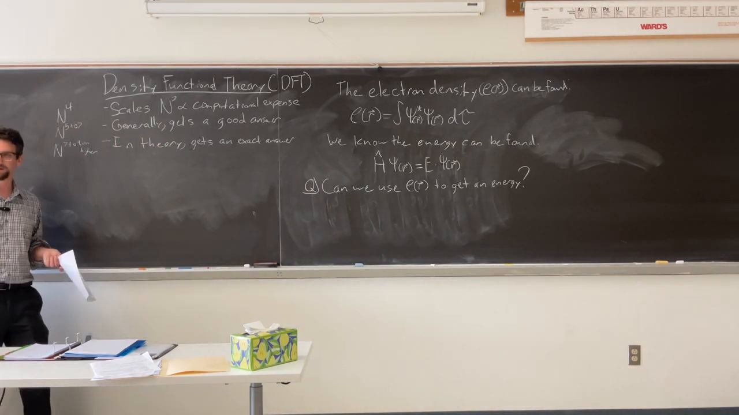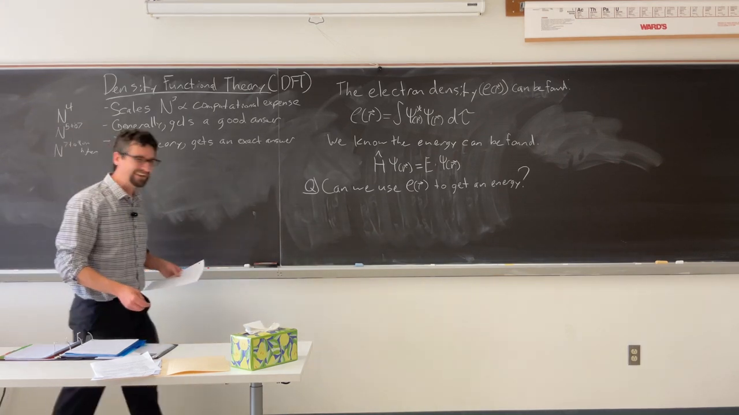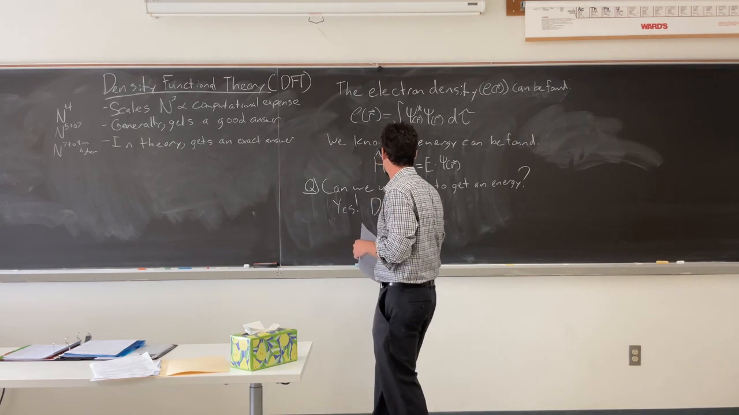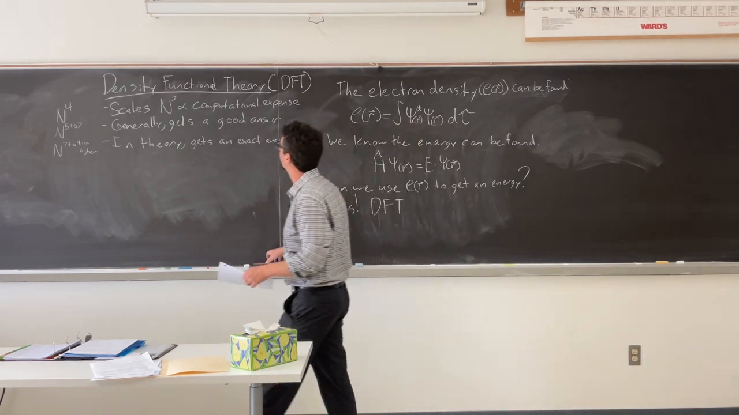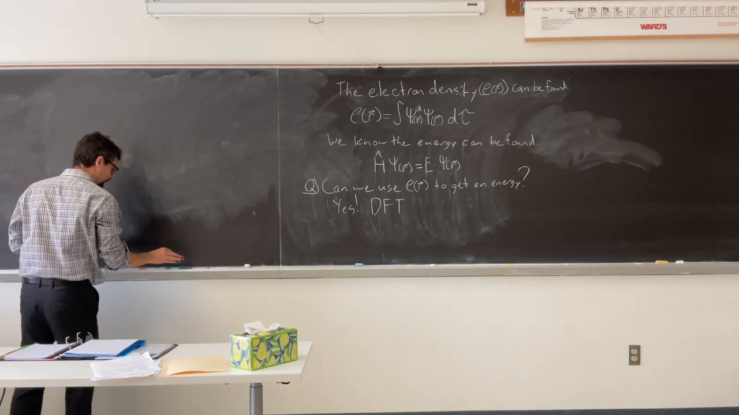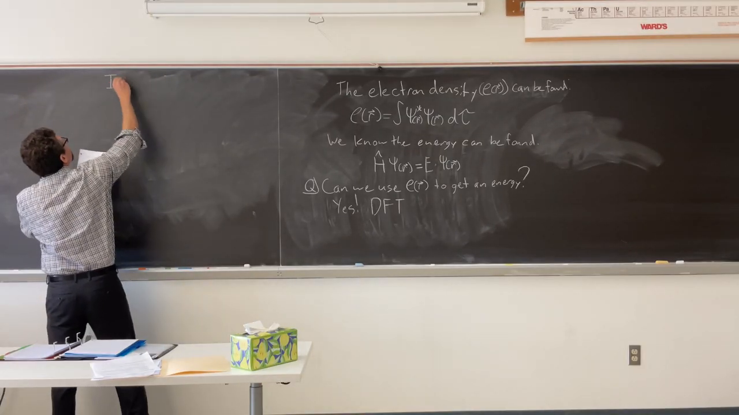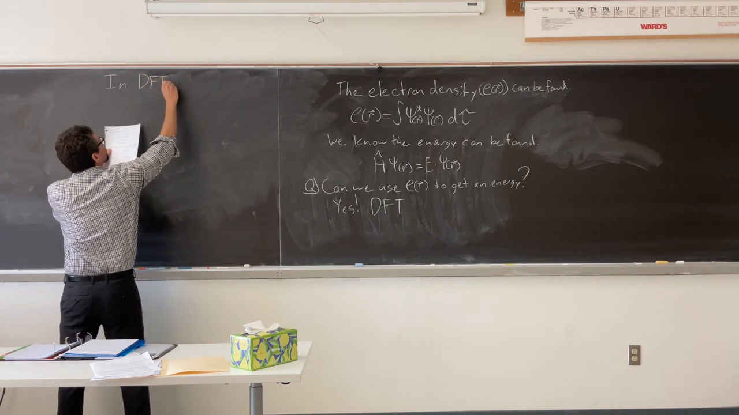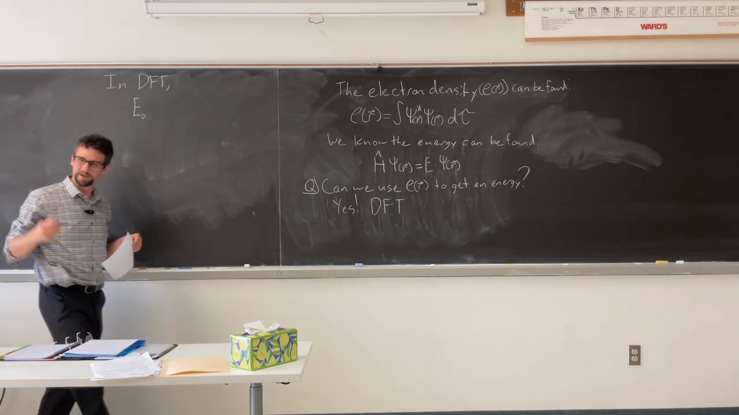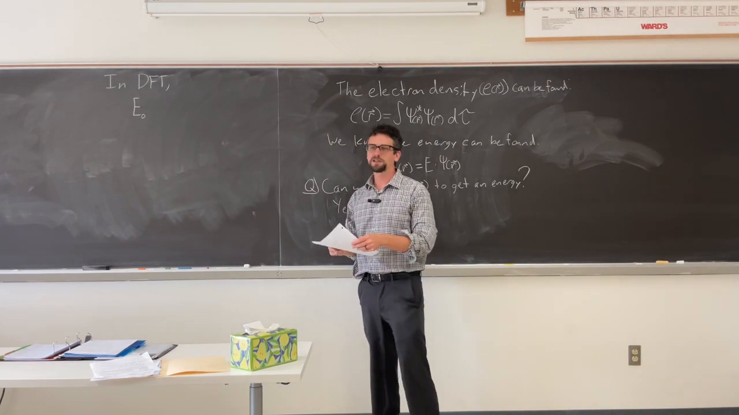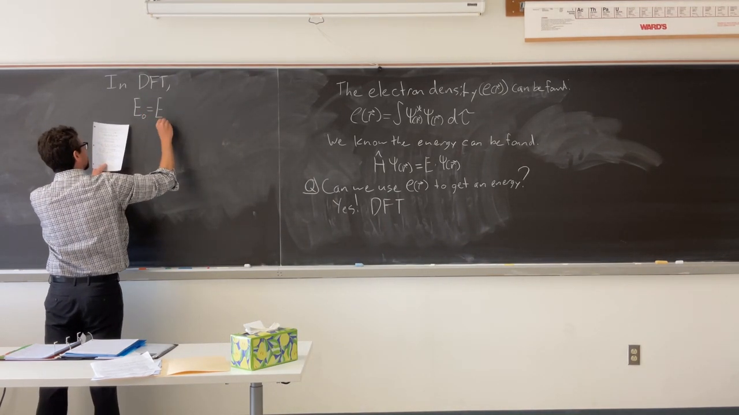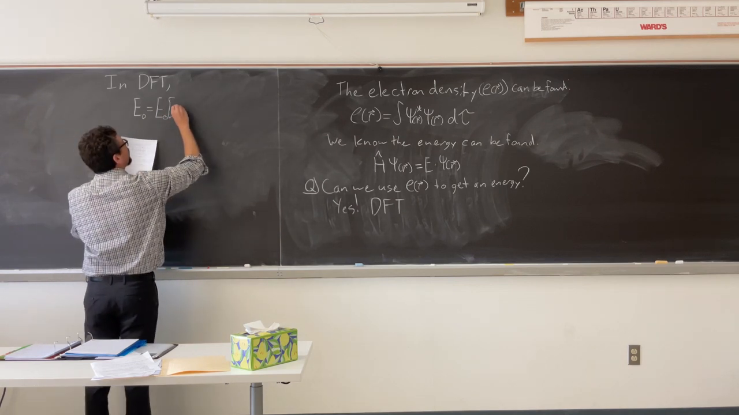So what do you think? Can we use that to get an energy? Yeah, that's why we're talking about it right now. Yes. Exclamation point to show our excitement. That's what DFT does. So in DFT, E naught, what did we say E naught was again when we were talking about the variational principle? Yep, the ground state energy. So that's the energy of the lowest energetic state we can find. It's actually a functional of the electron density.